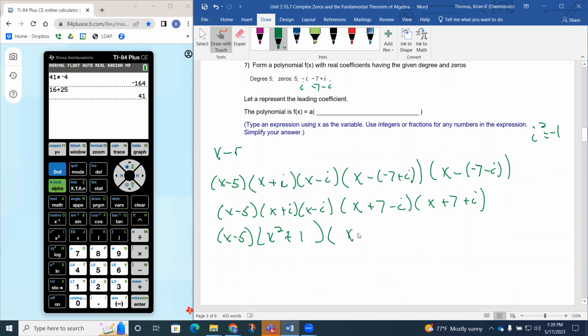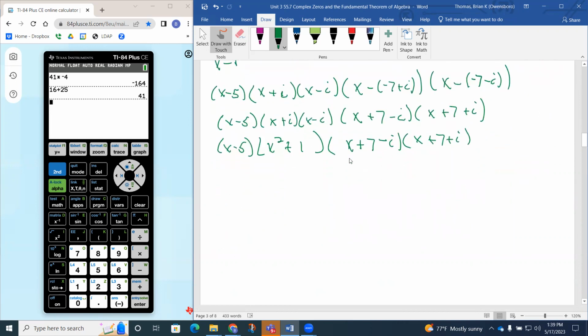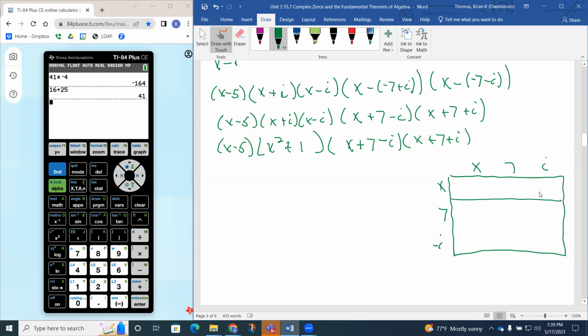Now, the rest of this looks a little more complicated, so I'm going to just bring it down for the time being. So the next thing I would do is probably multiply this 3 by 3. So I'm going to use a rectangle as an organizer. So we're going to have this x and this 7 and this negative i. We're going to have this x and this 7 and a positive i. So this is going to be a 3 by 3 partition.